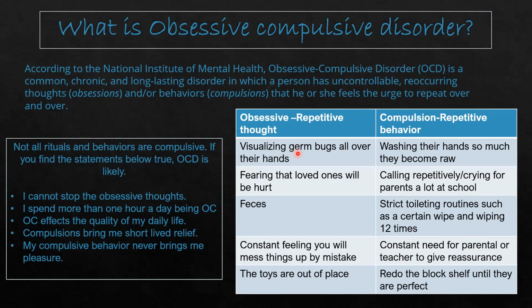So it would be like I visualize a germ on my hands, then I'm washing my hands so much they get raw. Fearing a loved one will be hurt. Calling repetitively, crying for parents a lot at school. Strict toileting routines, such as a certain wipe and wiping 12 times. Constant feelings you're going to mess things up, then you need constant feedback as your compulsion. The toys are out of place. I redo the blocks on the shelf until they're perfect.